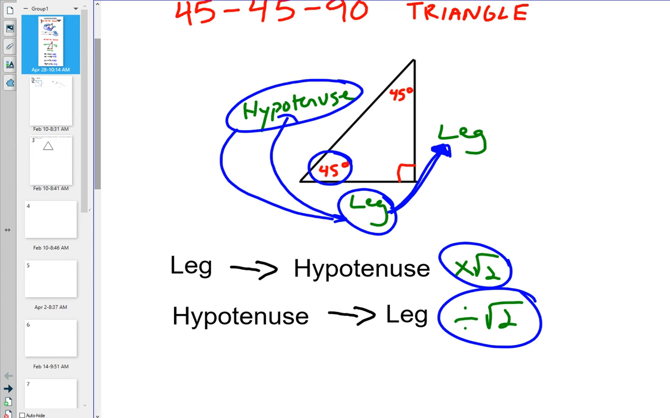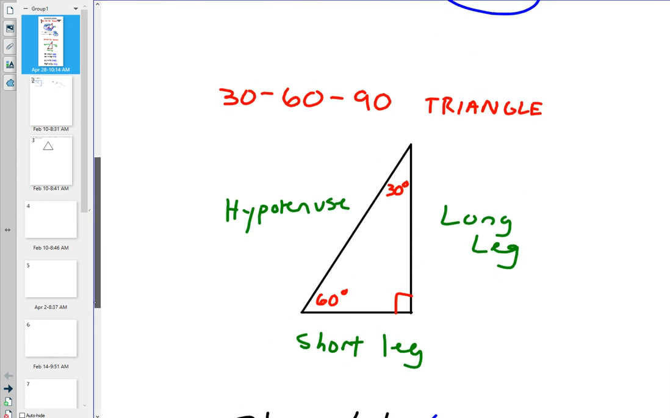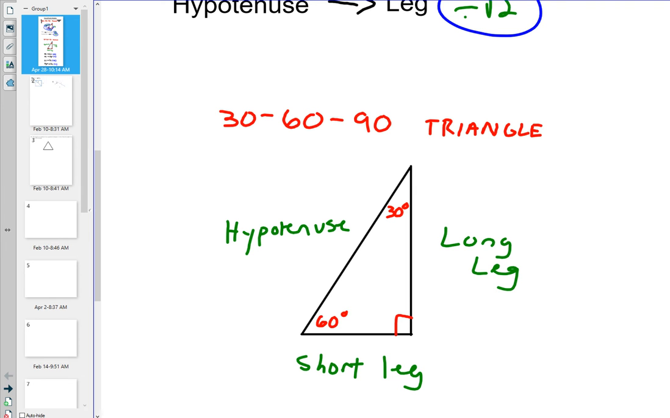His question was, how do you find a leg? Well, if they give you the other leg, how would you find the leg that you want? They're the same. If they give you the hypotenuse and you want to find the leg, divide by square root of 2, which we'll go over in the examples. Natalie, question? Answered it? Okay.